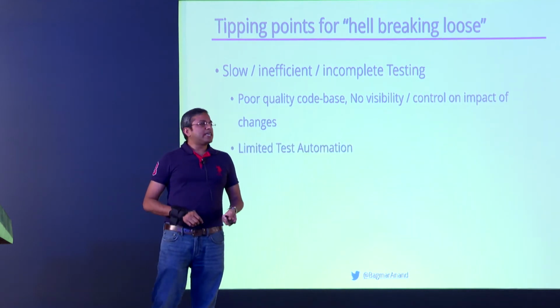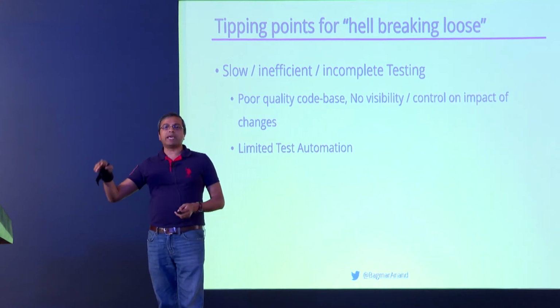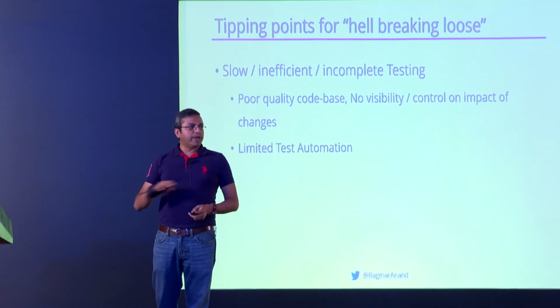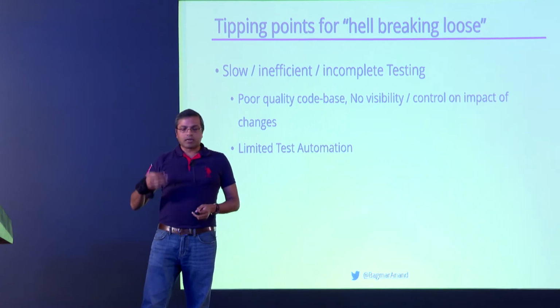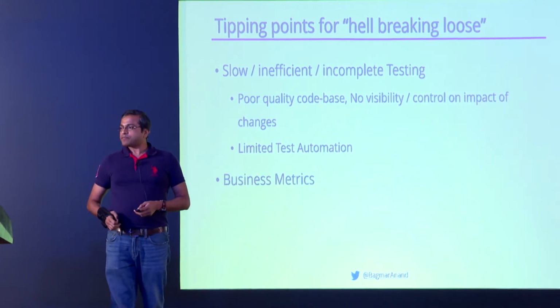There is very limited test automation. Test automation is not just functional automation: unit, integration, API testing, and end-to-end testing. Very limited. So that was a big challenge as well. That prevented us from moving forward faster, right?